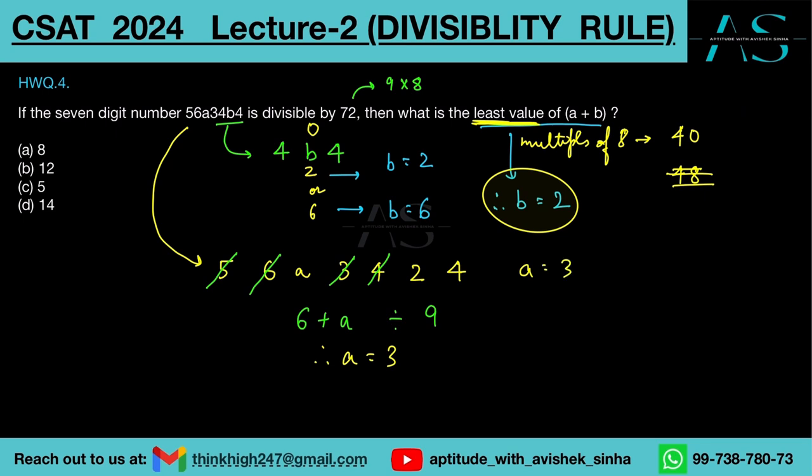What is the value of A plus B? A plus B means 3 plus 2, which is 5. Option C seems to be the correct fit here. Are you following this, everyone? Step by step, we are moving forward with the question. We have already started with a few of these types of questions. I will discuss these in part 1 of our divisibility lecture 2.